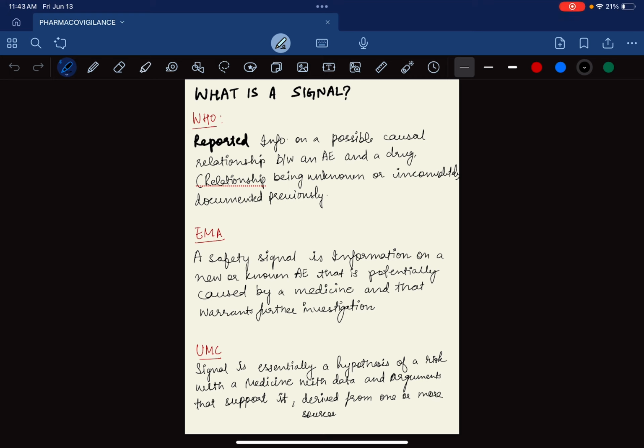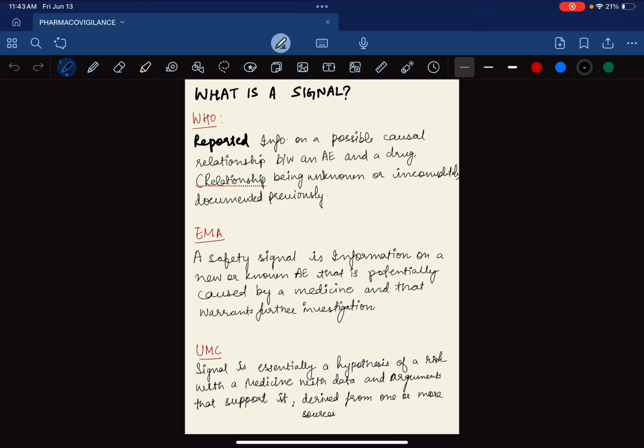Next is EMA, the European Medicines Agency, as you all know. According to EMA, a safety signal is information on a new or known adverse event that is potentially caused by a medicine and that warrants further investigation. So, according to EMA, a signal raises potential safety concerns related to any new or known adverse event that has been caused by a medicine, and therefore further investigation is required.